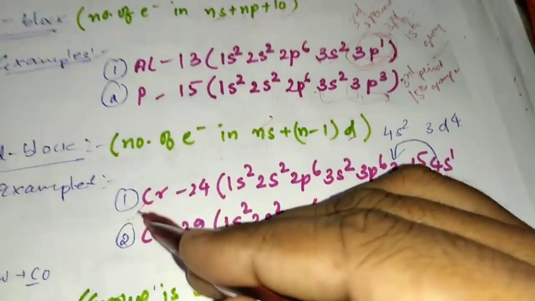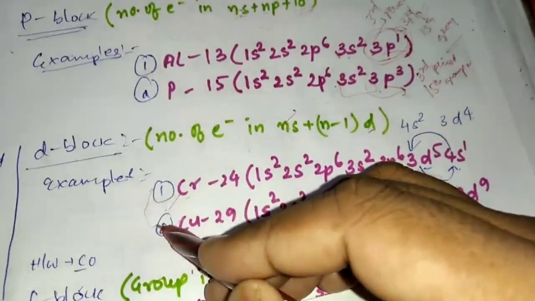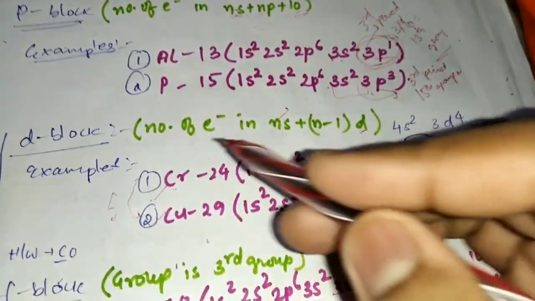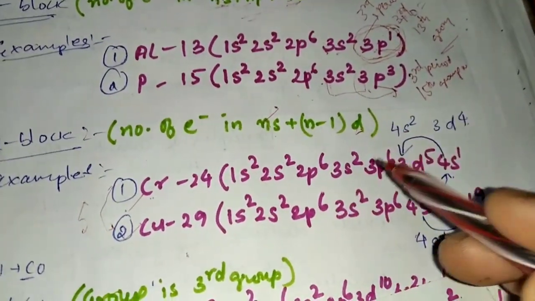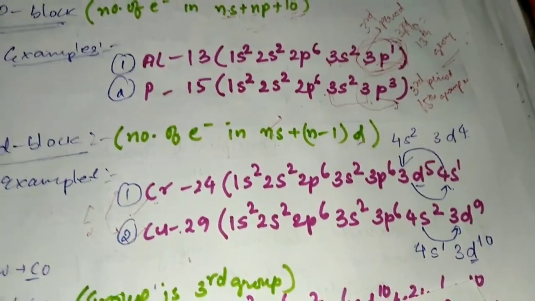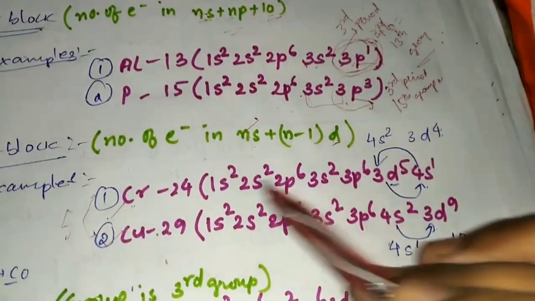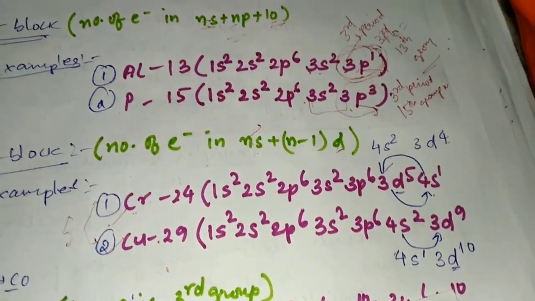I took these 2 as exception 1. Keep in mind, students, these 2 elements are very, very important. In exams, they have mostly asked you to find out the group number and period number of these 2 elements. The previous year question papers, even the pre-board paper, have already asked about these 2 elements. So these 2 elements are very important.